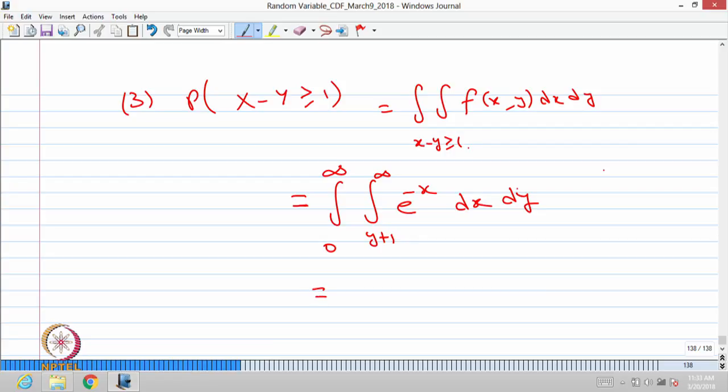If you do the simplification, you will get e power minus 1. So, this is a way one can find the probability of any Borel set by integrating the joint probability density function over the range.